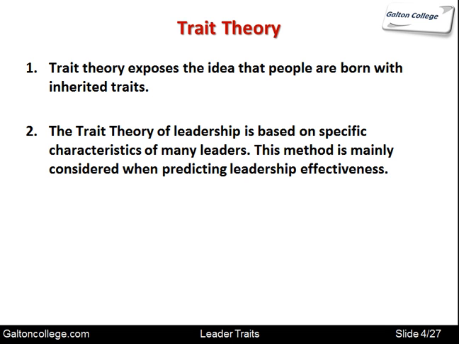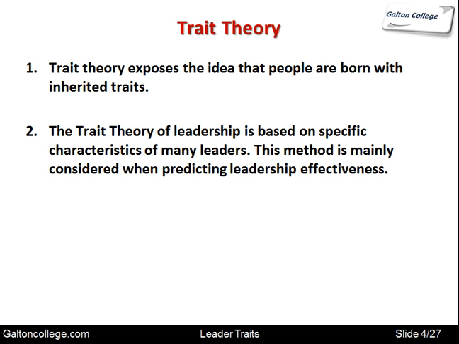The trait theory of leadership is based on specific characteristics of many leaders. This method is mainly considered when predicting leadership effectiveness. So what the theorists have done, what the researchers have done, is looked at the characteristics of many leaders, look at their traits, their attitudes, their abilities, even their physical traits, whether they're tall or not so tall, or blue eyes, brown eyes, whatever.